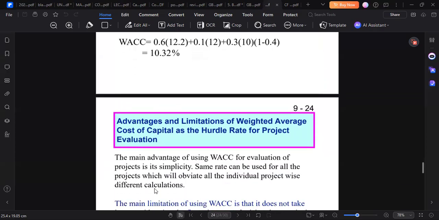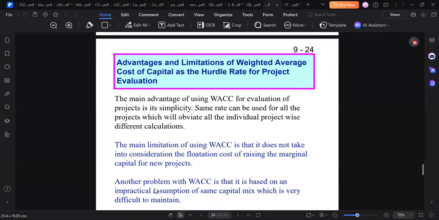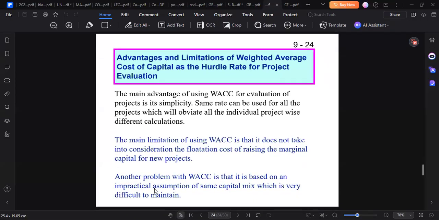So WACC has its own limitations. The major advantage is simplicity when you're evaluating projects. The same rate can be used for all projects, and this will obviate all individual projects. The main limitation is that it doesn't take into consideration what is called the flotation cost. Okay, so it has advantages, it's very useful, but it's not a perfect way. It is simple for all projects. It saves time. There's no need to calculate different costs for every project.